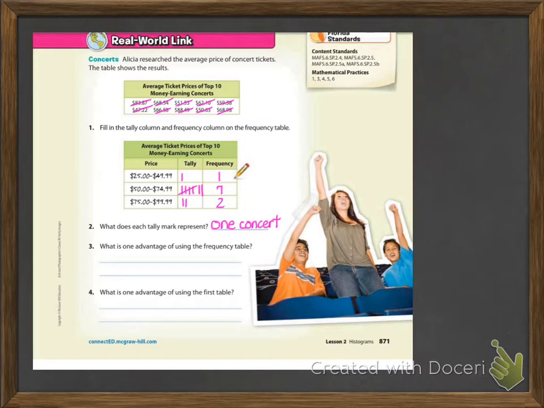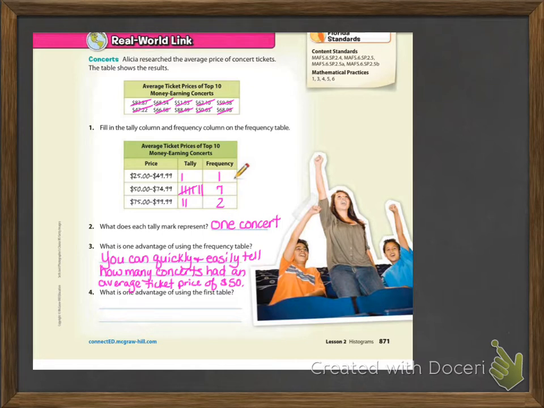What is one advantage of using frequency tables? Well, to me, I think it makes it easier to read the data and to figure out how many in each range you actually have. So you can quickly and easily tell how many concert tickets or how many concerts had an average ticket price of, let's say, between $50 and $74.99.